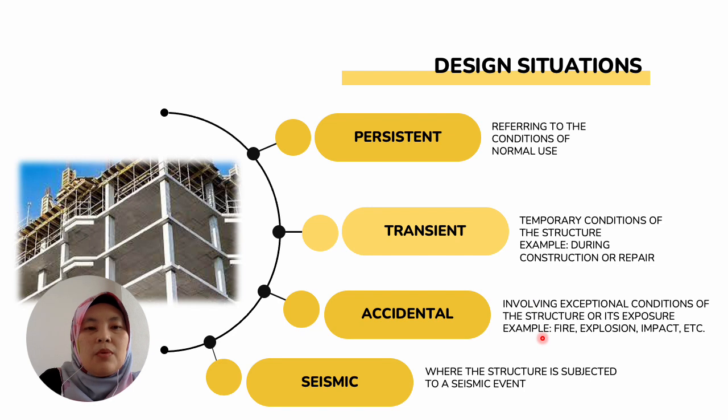And then we have accidental. This involves exceptional conditions of the structure or its exposure, for example, in fire, explosion, impact, etc. And then the last one is seismic, where the structure is subjected to a seismic event. So if we are designing our structure to be able to resist the seismic action, then we need to consider this seismic design situation.